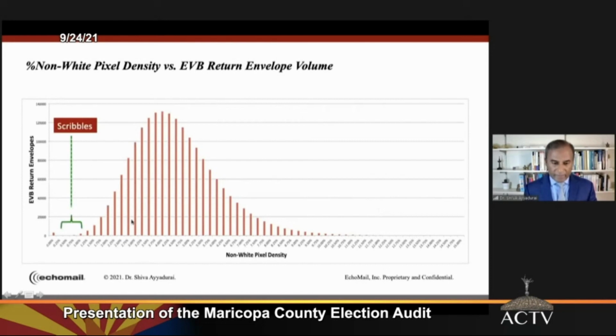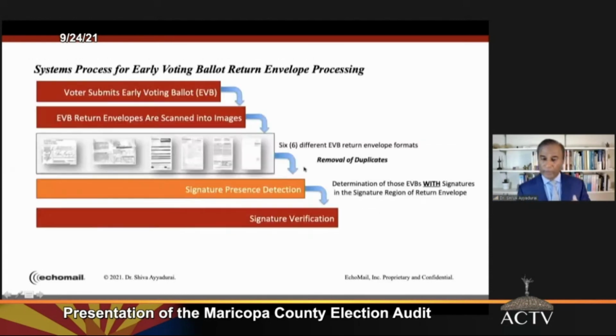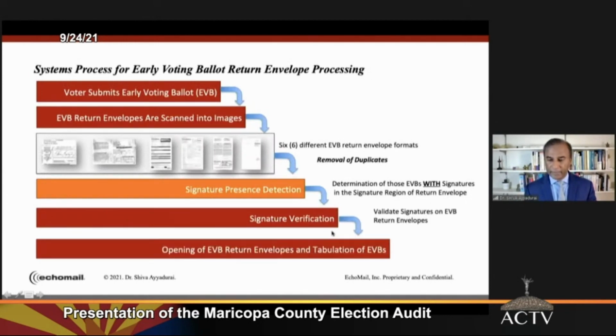So if you look at this, it was only this little area here, between 0.1 to 1%. That's a definite non-white pixel density. That's a scribble. Everything else, we were quite liberal and accepted as signatures, even in our analysis. Again, we were not hired to do signature verification.